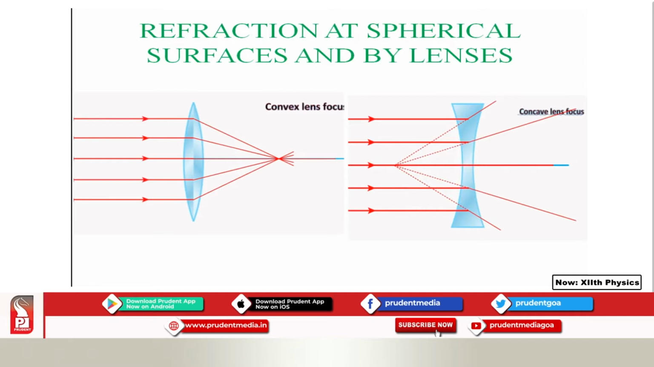Now here I have got a concave lens. As is clear from the picture, these are parallel rays of light, parallel to the principal axis. After refraction, they are moving outward, they are diverged. The concave lens is known as a diverging lens. So we need to produce them backward to get the focus. So here is the focus of the concave lens.